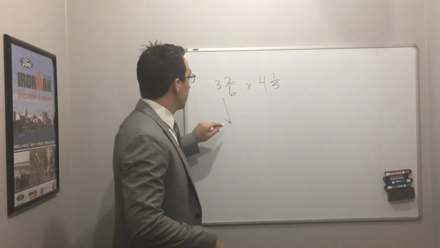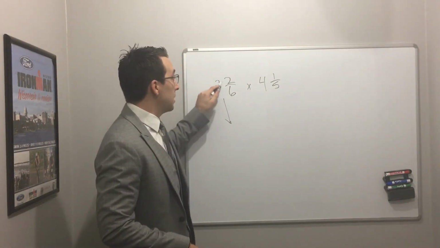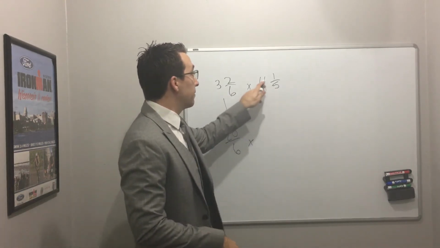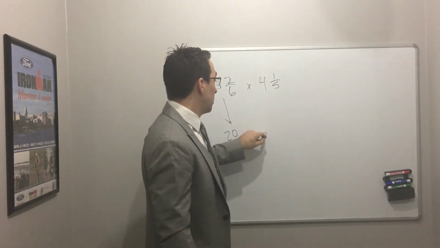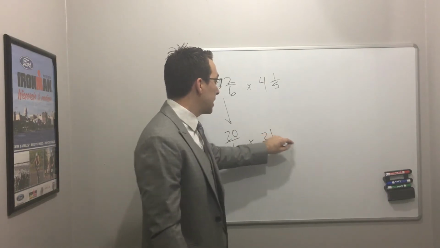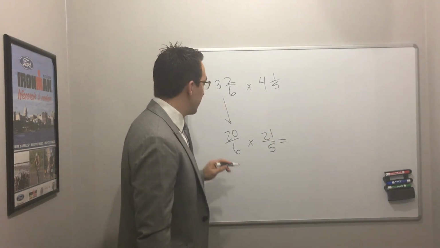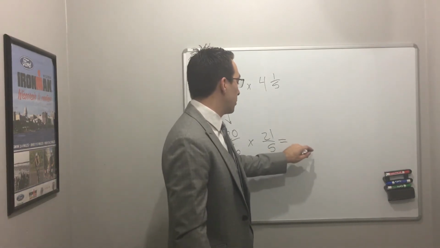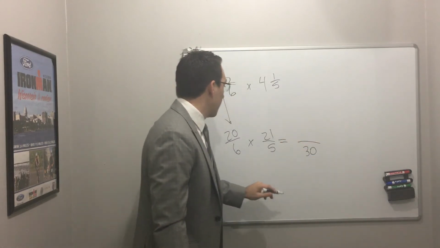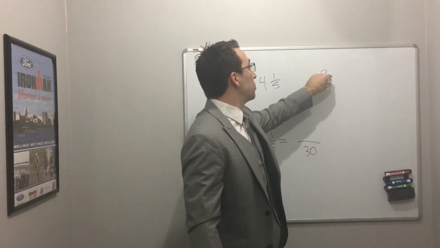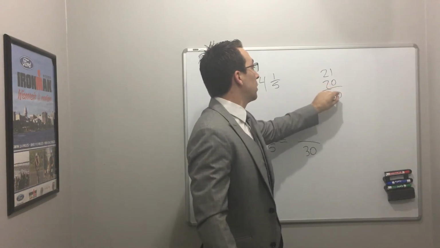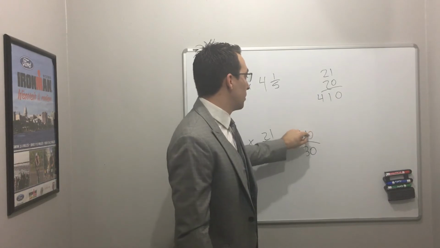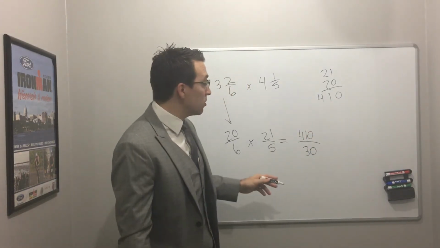All right, 3 and 2/6. 6 times 3 is 18 plus 2. 20 over 6 times 5 times 4 is 20 plus 1. 21 over 5. What does that equal? Oh man, this is a big number. Let's see. 6 times 5 is 30, right? And then 21 times 20, we'll add our 0 to 420. Okay. And then now we just have to reduce, right?